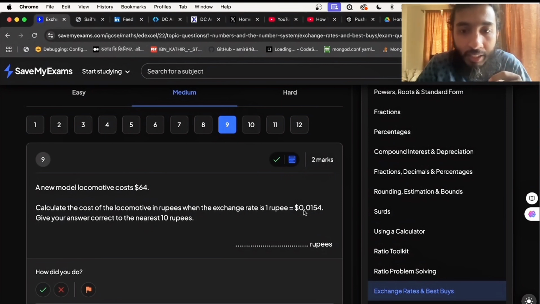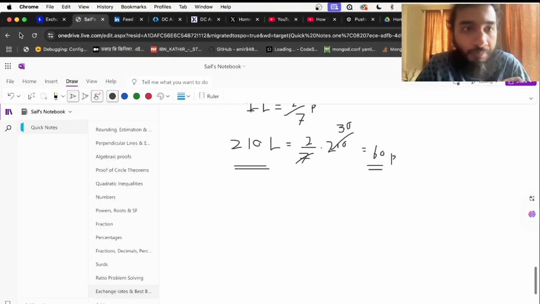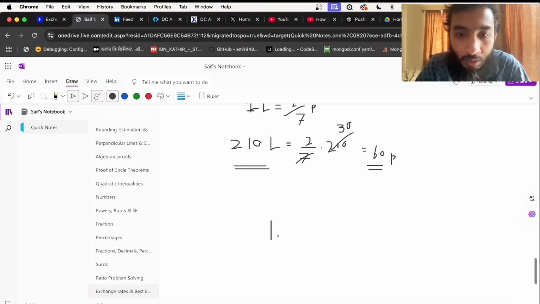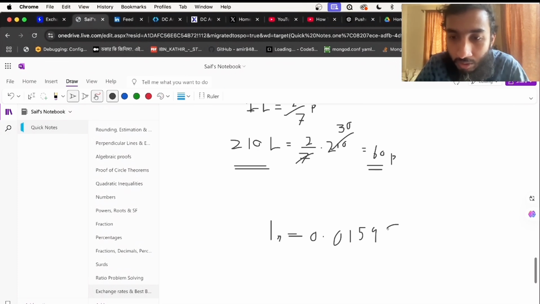So let's use this information, and I won't use any calculator, I'll use an approximation technique. If I use my pen tool, as you can see, the exchange rate given is 1 rupee is $0.0154. So 1 rupee, let's say R, is 0.0154. So this is in dollars.